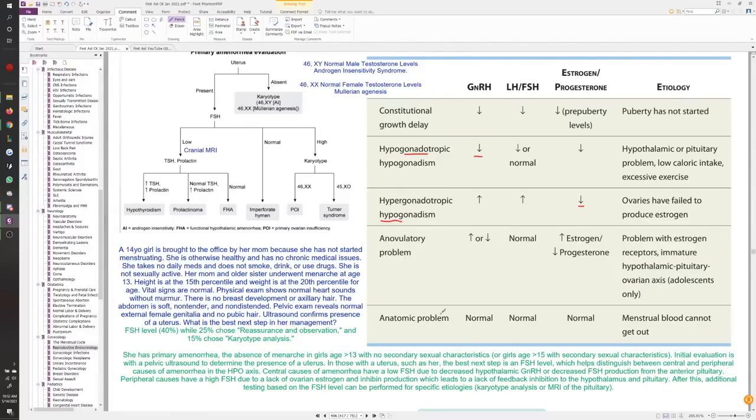Last one, anatomic problem. Well, here you're just going to fix the anatomic problem if you can. And all the hormones should be perfectly normal, right?